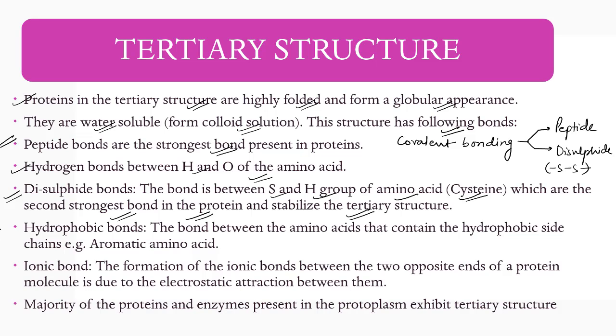Hydrophobic bonds are the bonds between amino acids that contain hydrophobic side chains, like aromatic amino acids. So aromatic amino acids have hydrophobic side chains and they make hydrophobic bonds. It increases the efficiency of packing, or compaction, consolidation.